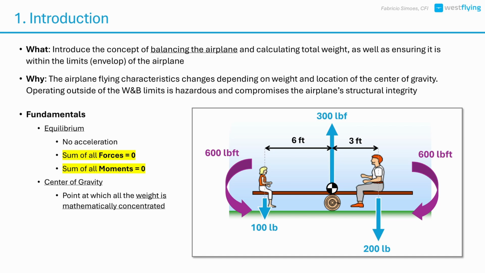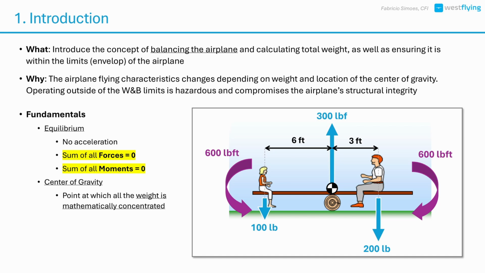Next, we need to have equilibrium of moments. Moment is calculated by force times arm, the arm being measured from a predefined reference point. In this example, the reference point will be the log, which is in the center of the seesaw. The person weighing 100 pounds is seated 6 feet from the reference, so there is a moment of 600 foot-pounds trying to rotate that side counterclockwise.